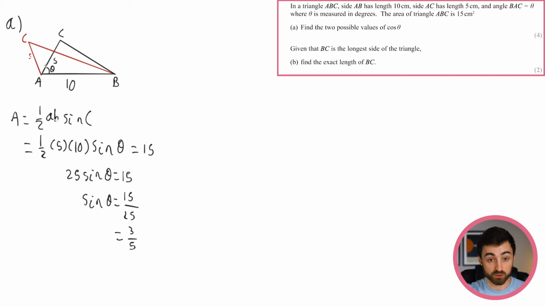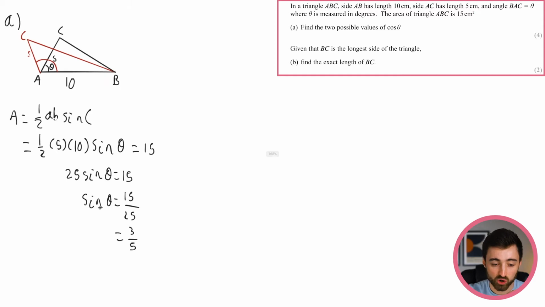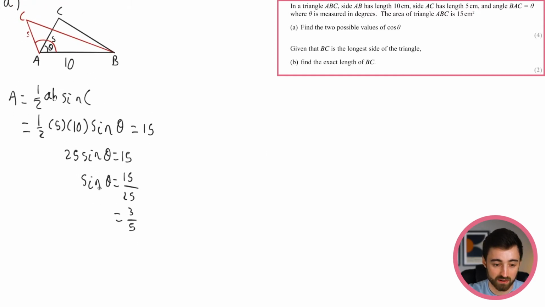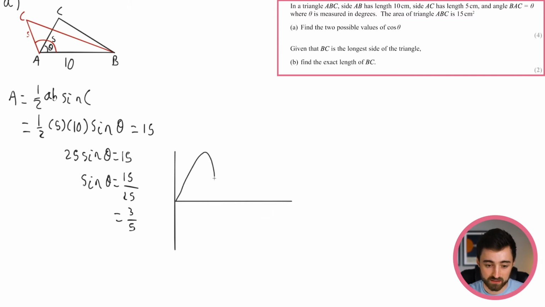And then in this one, it's obtuse, isn't it? It's more than 90, a big old angle. So let's think about sine theta here. I'm going to quickly draw the sine graph. We like drawing the trig graphs. So does this make sense? Well, sine looks like this. So do I have an acute and an obtuse possibility for sine theta equaling 3 over 5?